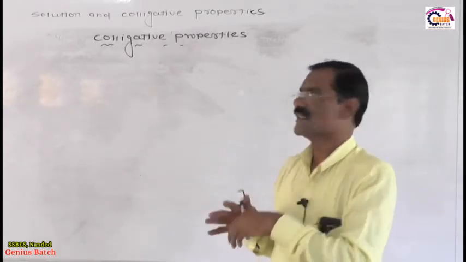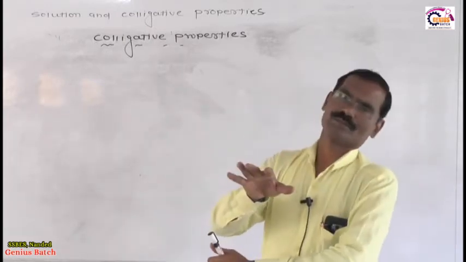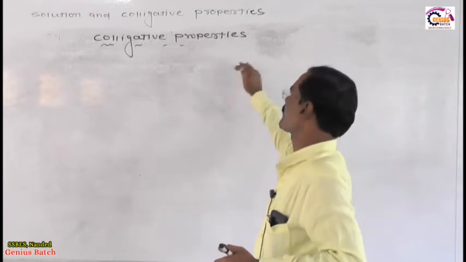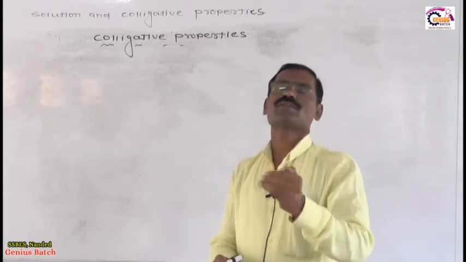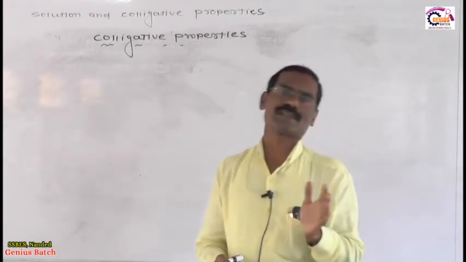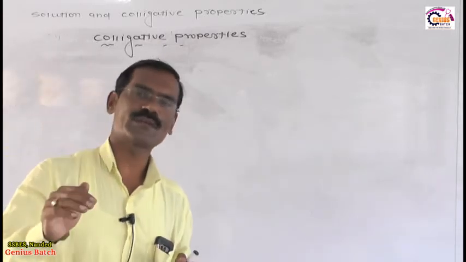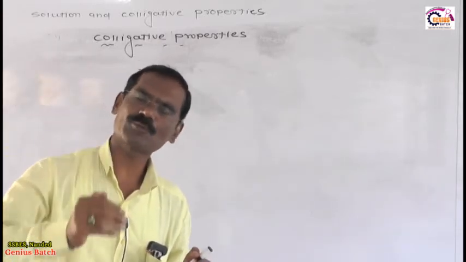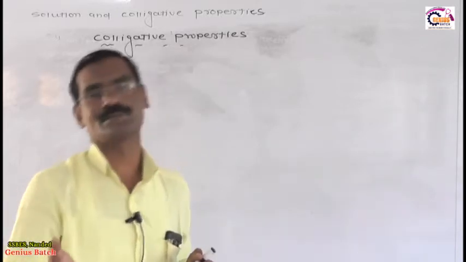Listen, firstly I will introduce you: colligative property is shown only by dilute solutions. Now what is the definition of colligative property? The colligative property is the property whose value depends on the number of particles, not on the nature of the particles. What is the meaning of colligative property? Once again listen. The colligative property is the property whose value depends on the number of particles.